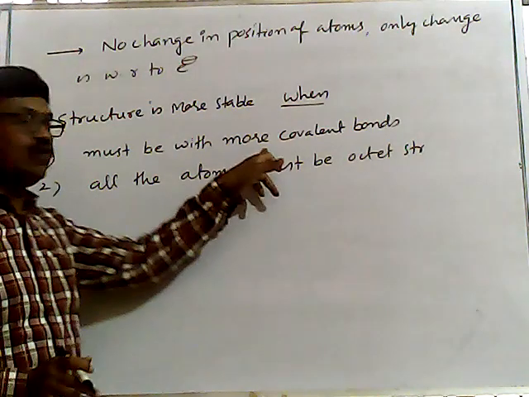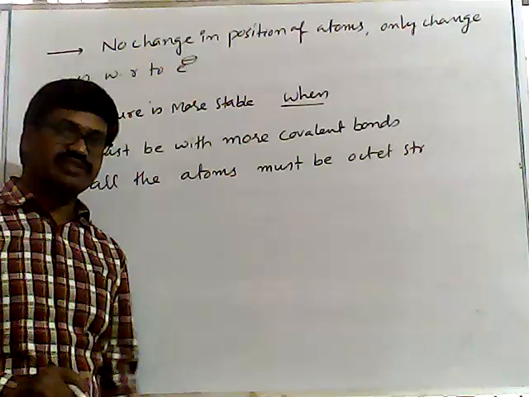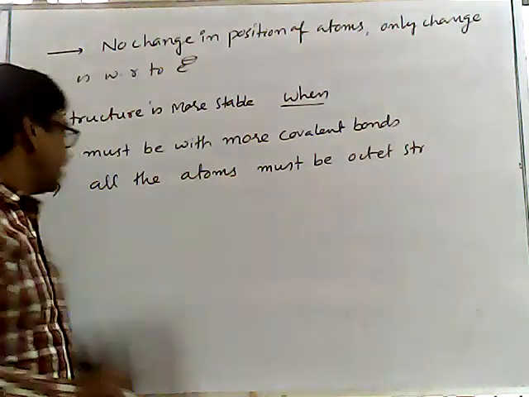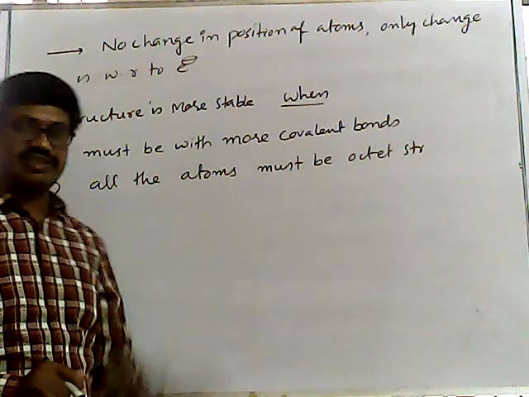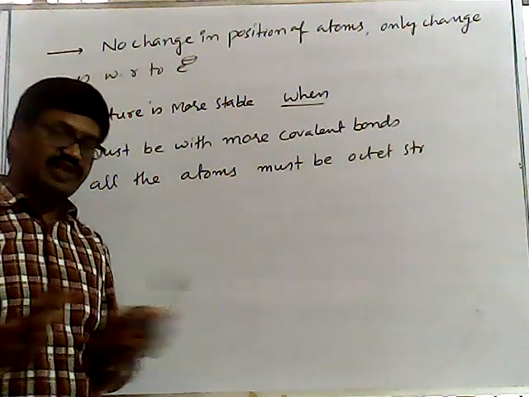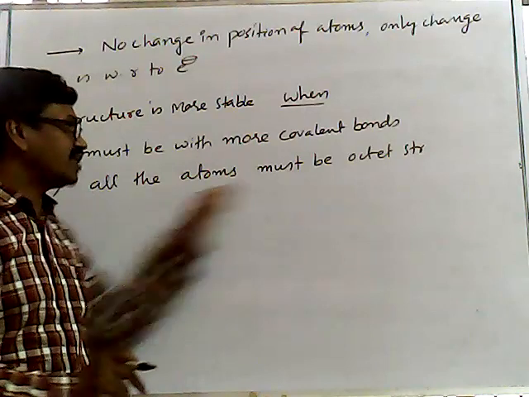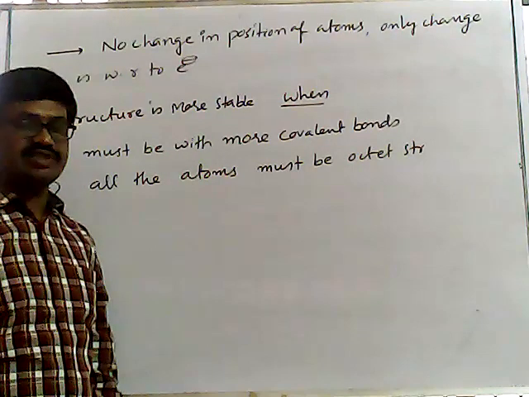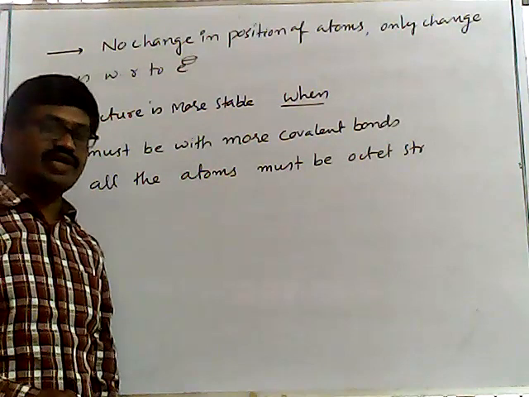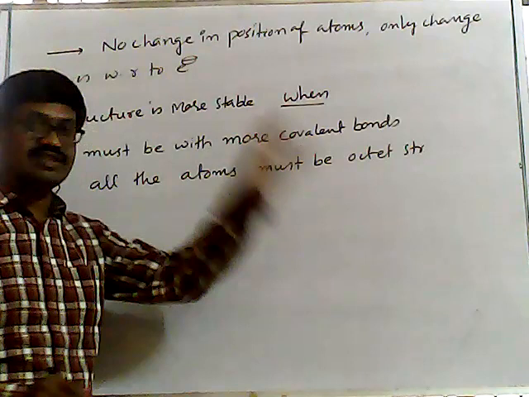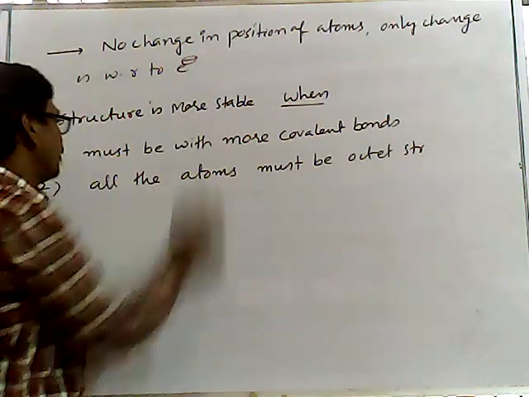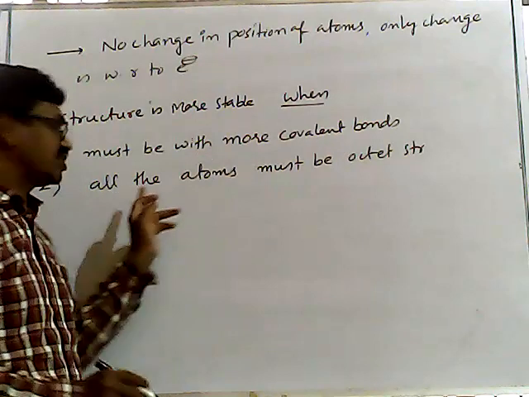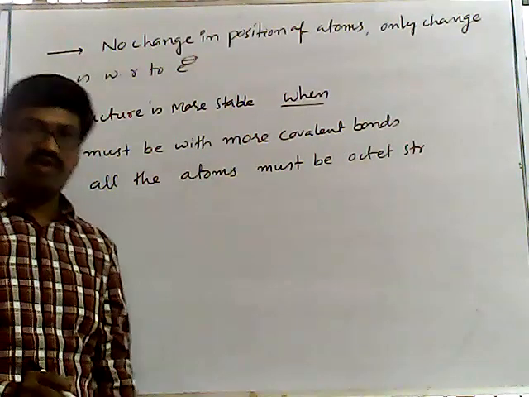See, here we write two structures. One structure has more covalent bonds, the other has fewer covalent bonds. Which is more stable? The structure containing more covalent bonds is more stable. And all the atoms must have the octet structure. If in one structure all the atoms have an octet, that means around that particular atom 8 electrons are present, and in the other structure 8 electrons are not present around some atoms, then that is the less stable structure. So the structure is more stable when it has more covalent bonds, or when all the atoms in that structure have an octet.